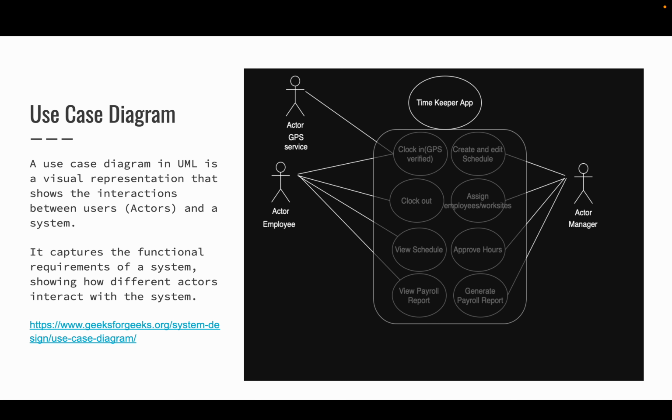We have a manager actor, an employee actor, and our GPS service actor. And you can see the lines connecting them to which methods they would be using within our application. So the employee and the GPS service would help with clocking in and clocking out. The employees can view their schedule and their payroll report, while managers can create and edit schedules, assign employees work sites, approve hours, and generate payroll reports.